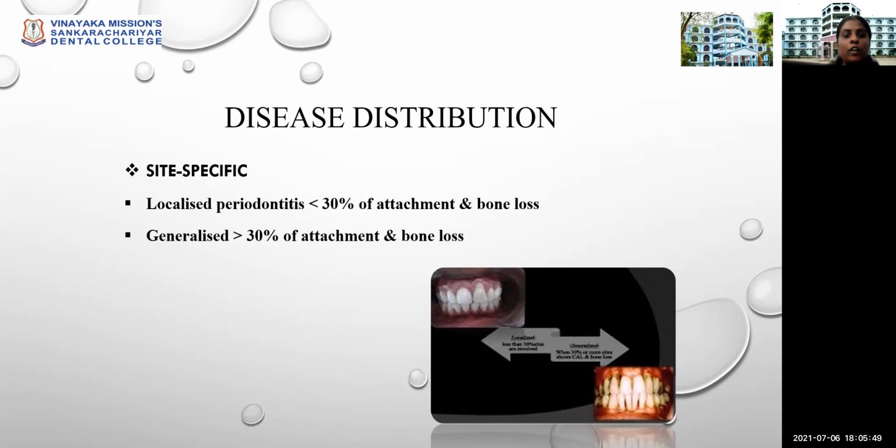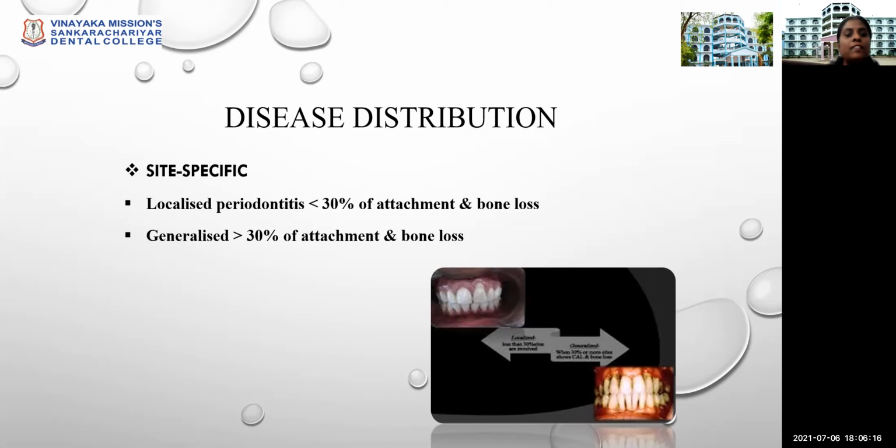Based on the percentage of involvement in the oral cavity, it is classified into localized and generalized. If less than 30% of attachment and bone loss occurs in the mouth, then it is called localized chronic periodontitis. You have to write it as localized chronic periodontitis when you are writing in your case sheet. It should not be written as localized periodontitis, because we have got aggressive periodontitis too.